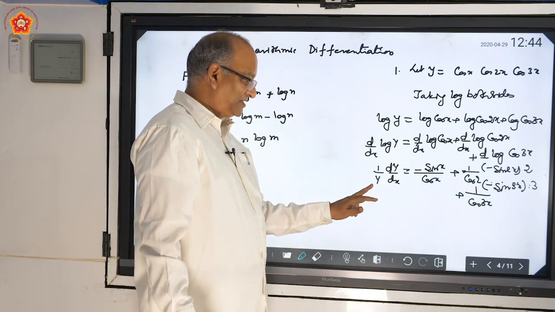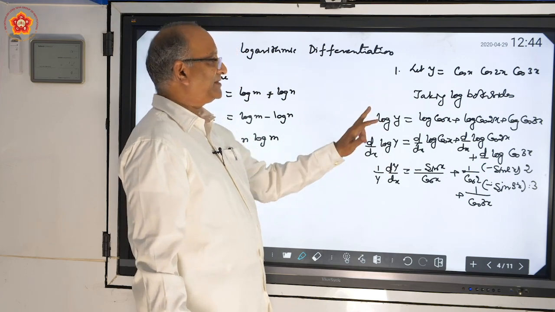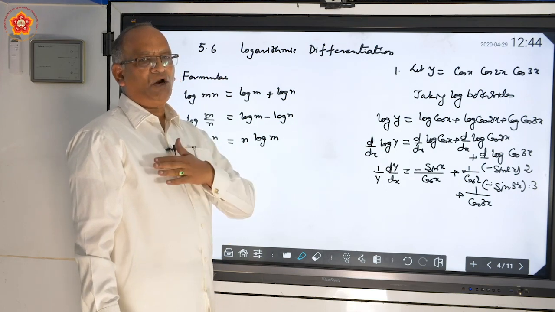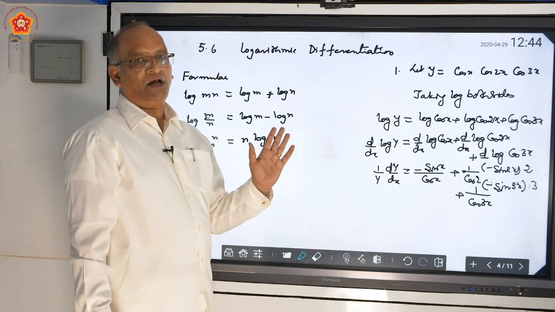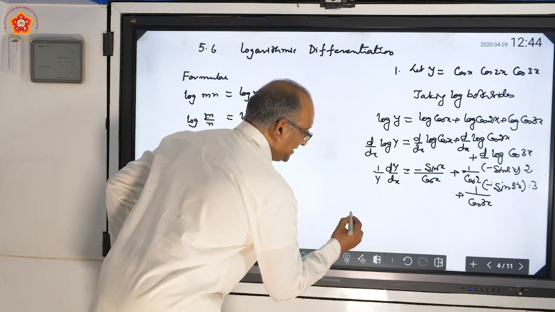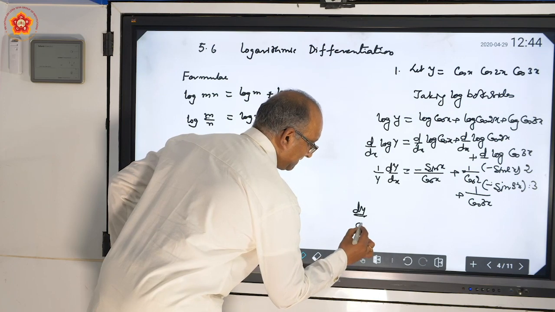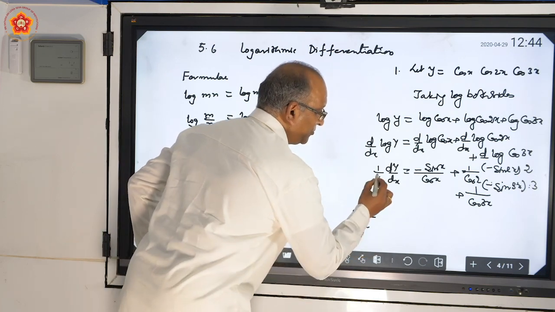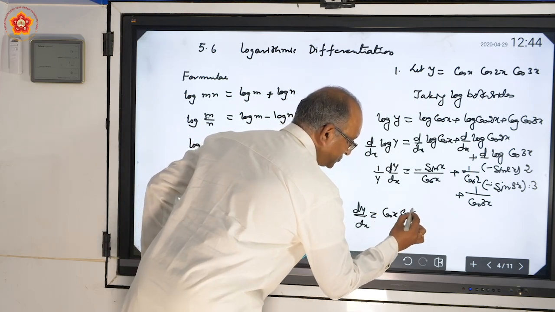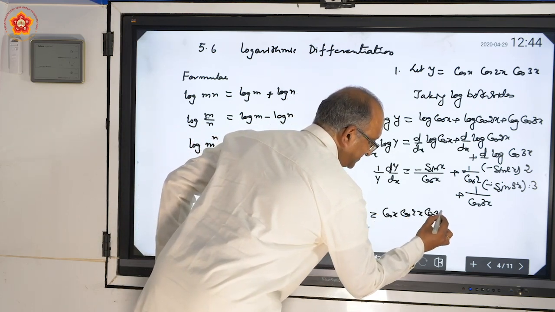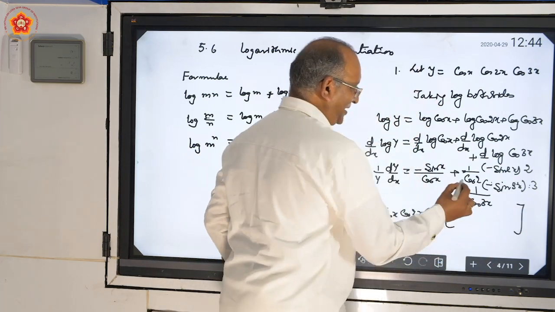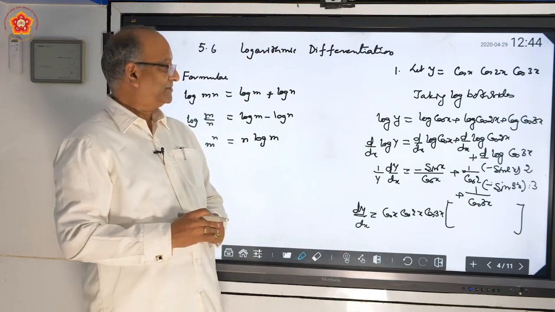While writing the answer, we will shift this y to the other side. y is nothing but the given function. So generally in logarithmic differentiation, we find long answers because the answer also includes the given function. So here the answer is dy by dx equal to y, which is nothing but cos x, cos 2x, cos 3x, and then this whole expression which we got here will come here, and that will be the answer.